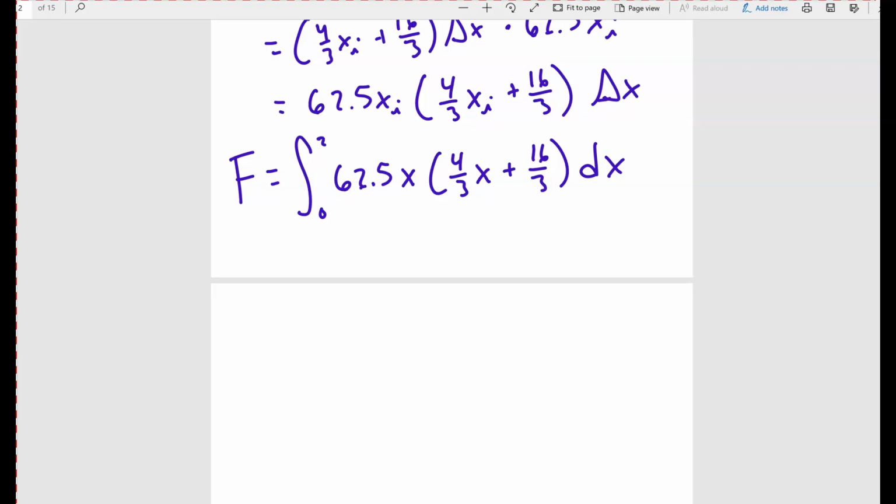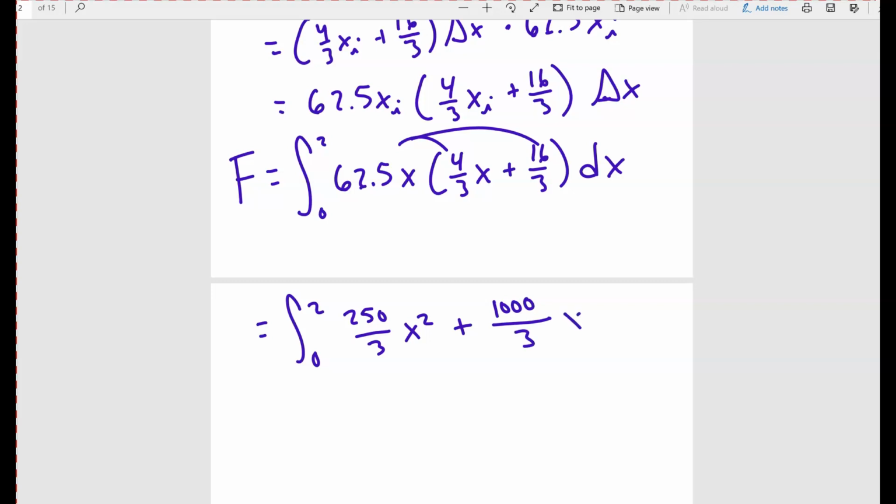Alrighty. So now all I got to do is go ahead and distribute this out. So I'm going to have the integral from 0 to 2. Then I'm going to multiply 62.5 multiplied by 4 over 3, and that's just going to give me 250 over 3 x squared, plus, and then I'm going to take 16 over 3 and multiply it by 62.5. And in this one I got 1000 over 3 x dx.